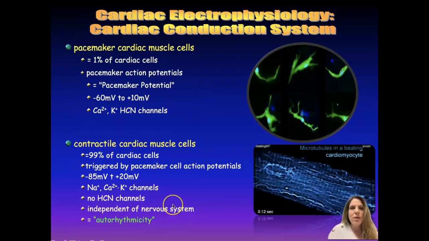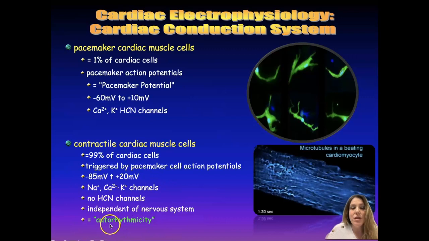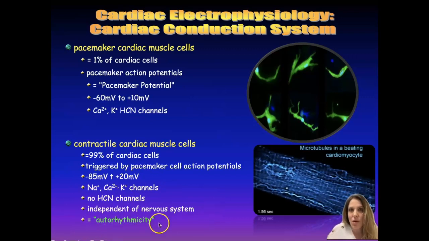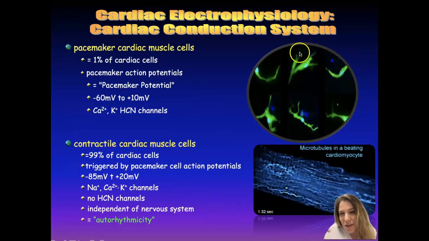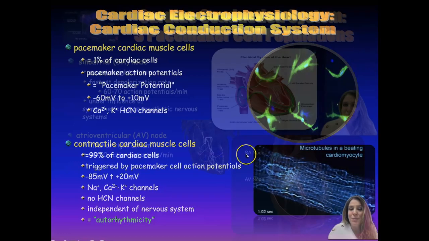Now, the nervous system, the sympathetic and parasympathetic branches, can influence the pacemaker cells in terms of how rapidly they fire. But overall, these cells operate independently of the nervous system. They're going to beat together no matter what the nervous system's doing. So in that sense, they have autorhythmicity. Auto meaning self, so rhythmicity, the rhythm. So they set their own rhythm independent of the nervous system. So very cool. And here you can see some heart cells stained with green fluorescent protein.